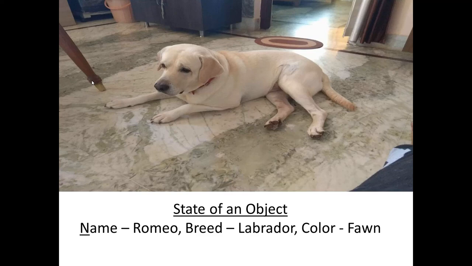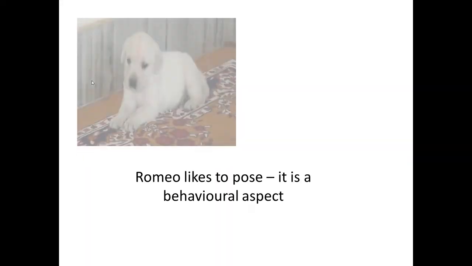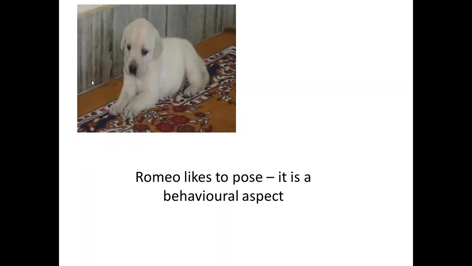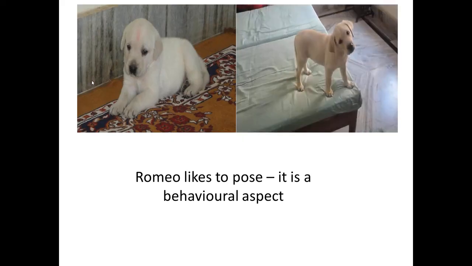But then let's say for example, Romeo is an object, and he has the name, and he belongs to the Labrador breed, and his color, as you can see, is fawn. Now let's see what other things are. Now Romeo likes to pose a lot. It is kind of a behavioral aspect. Can you see the way he's posing? Okay, cool. This is one of his behaviors.